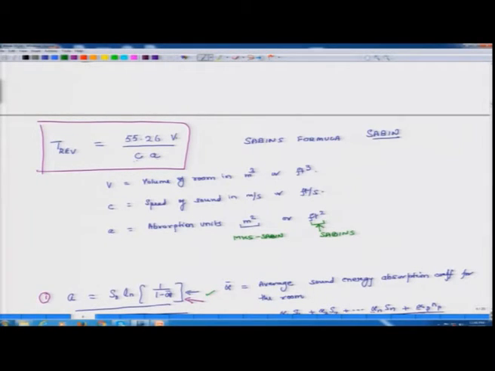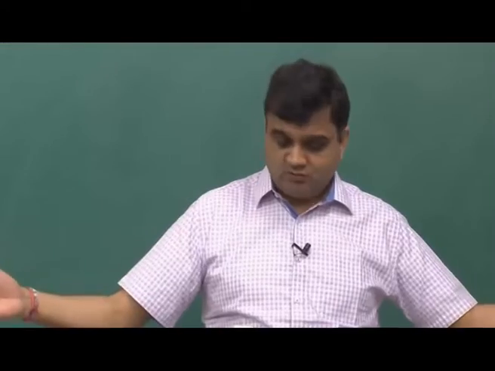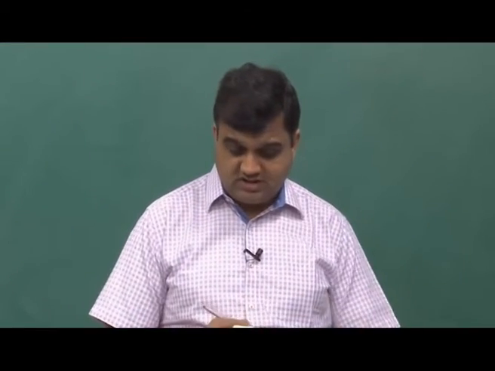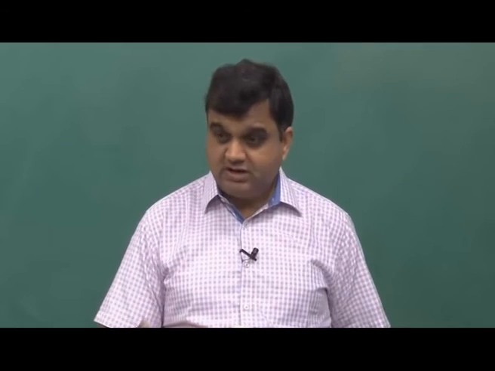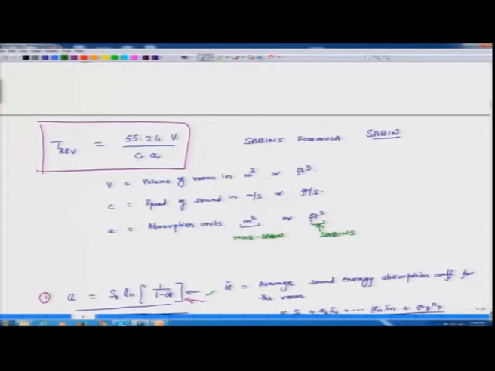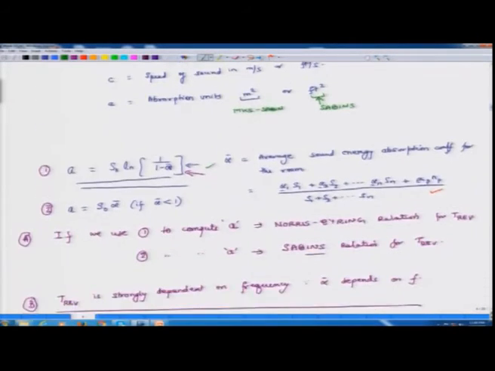You cannot change C because it's the speed of sound. You cannot reduce the volume of the room because the room is fixed. So, the only thing you can play with is absorption units A. So, we have to somehow increase A. If I increase A by a factor of 2, my reverberation time will become half. So, how do I increase A?